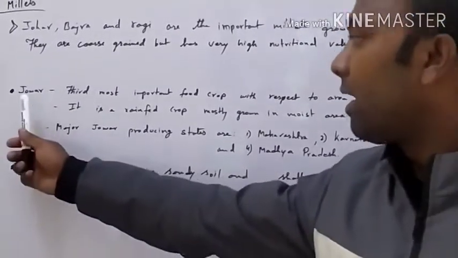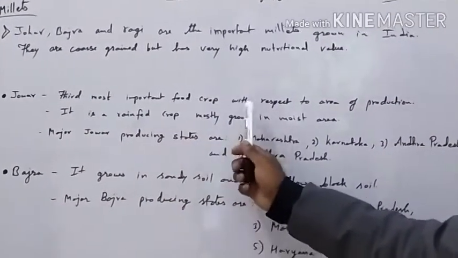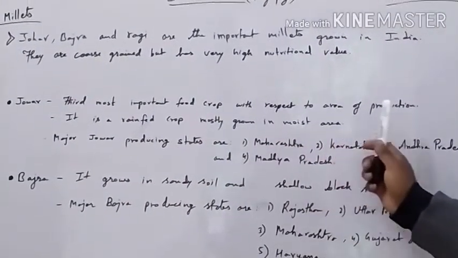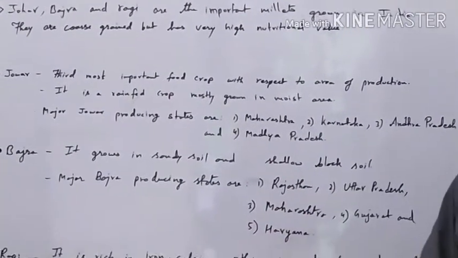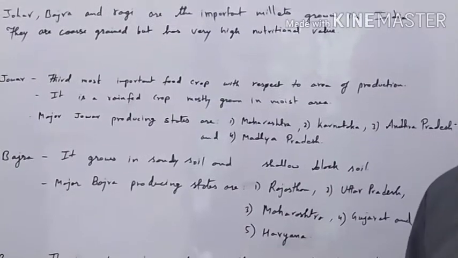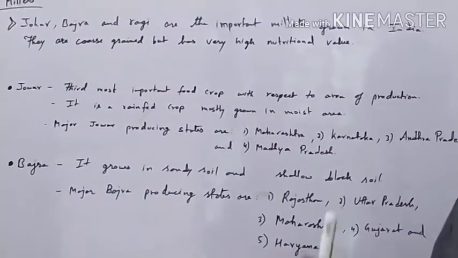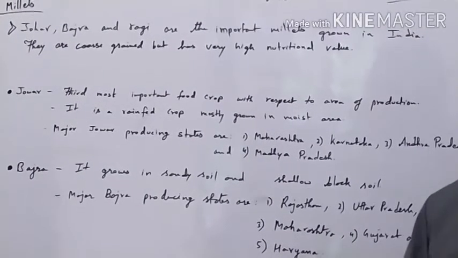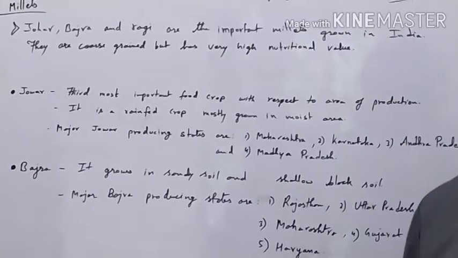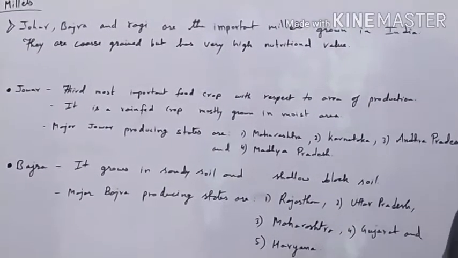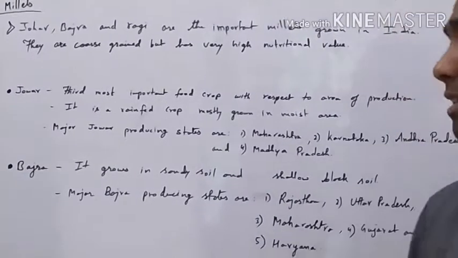The first one is jowar. It is the third most important food crop with respect to area of production. When we talk about food crops, we mostly talk about wheat, rice and so on. But among millets, jowar is also the third most important food crop. After rice and wheat, jowar comes third in terms of area of production.